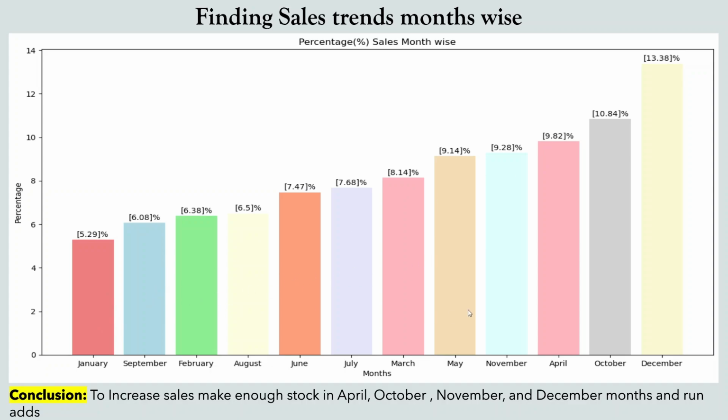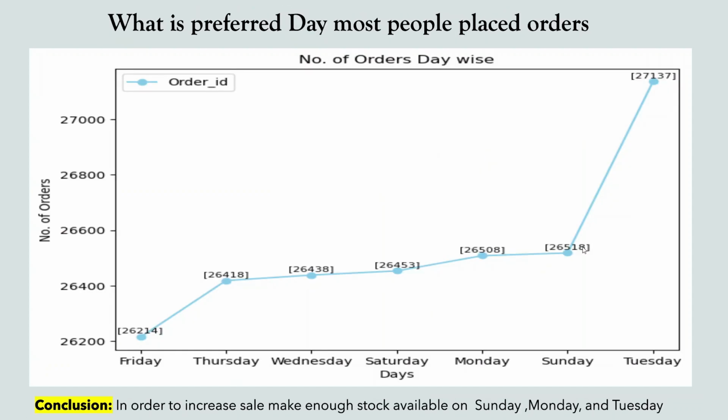After seeing this graph, I say in the conclusion that to increase sales, make enough stock in April, October, November, and December, and run ads for these months. Whatever logic you use to increase sales, you can detect the month in which customers order more products. In that month you need to be aware that customers can order more, so you will be prepared with offers and ads and whatever strategy you follow to increase sales.